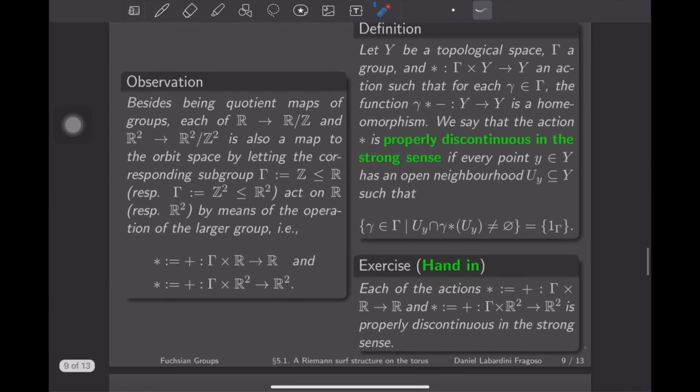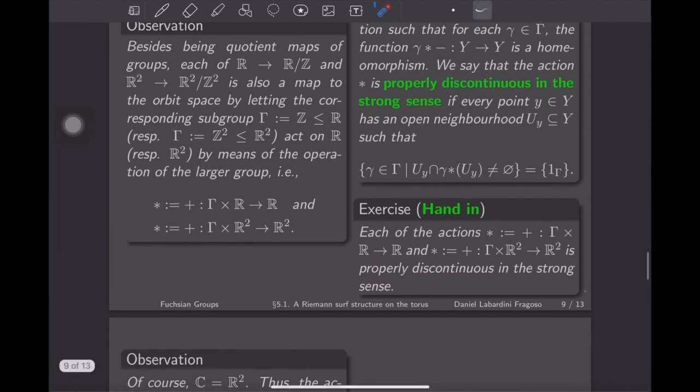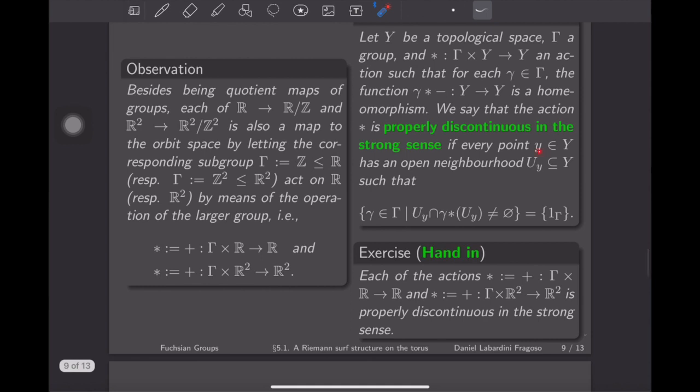And then the hand-in exercise is to write a formal proof that these actions are properly discontinuous in the strong sense. So around each point, let's say of R2, you have to tell me concretely what neighborhood works.